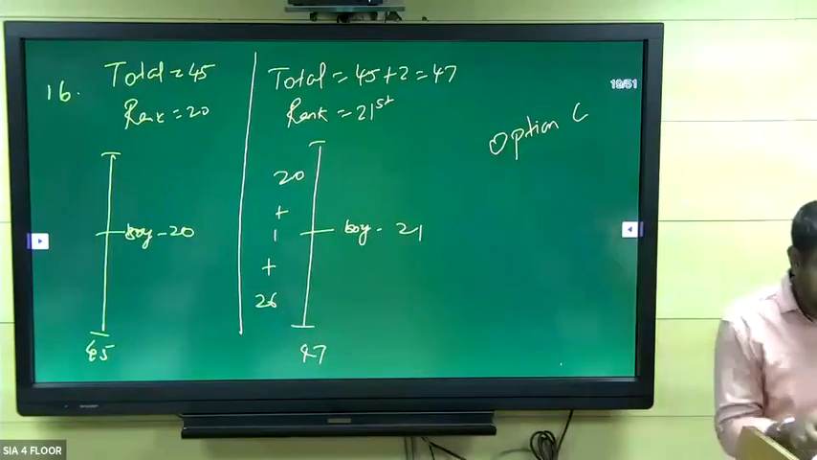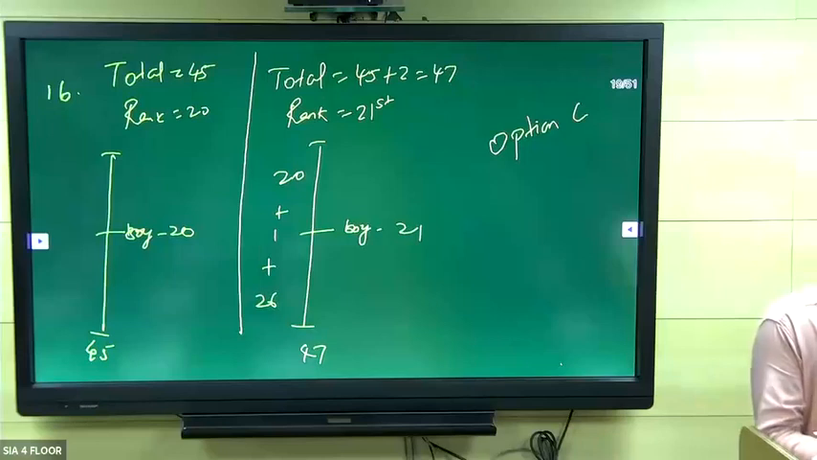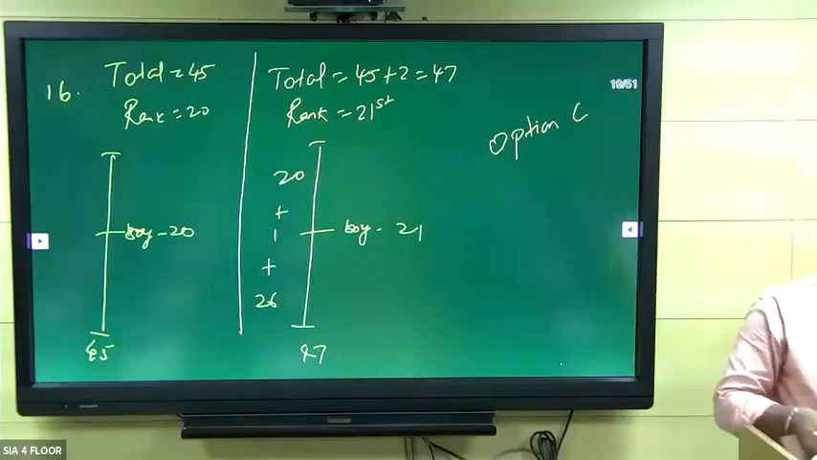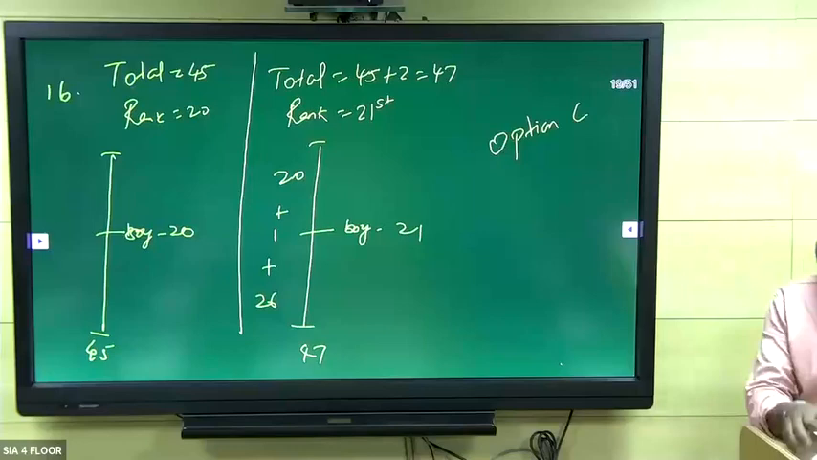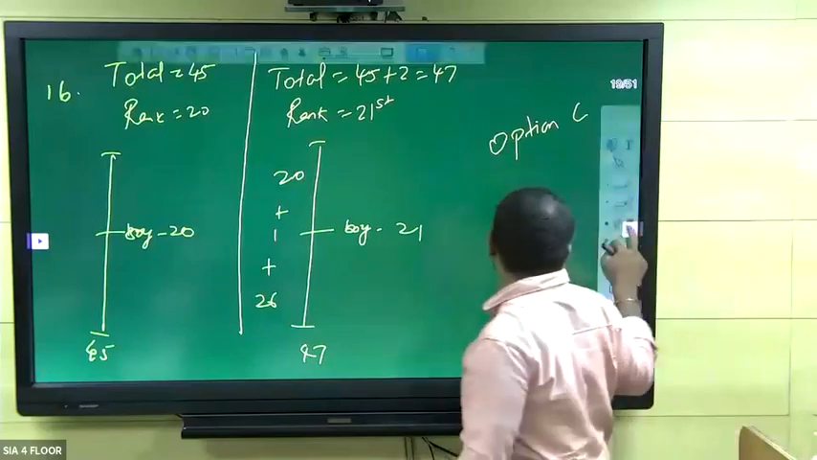Clear? Ruby, is it clear to you? Yes, I took the total as 45. Okay, okay. So now we'll move with the 15th question, right? The 15th one.